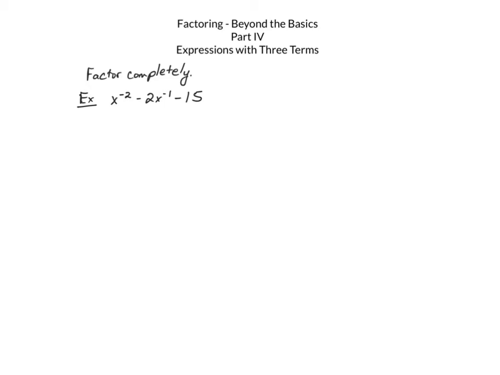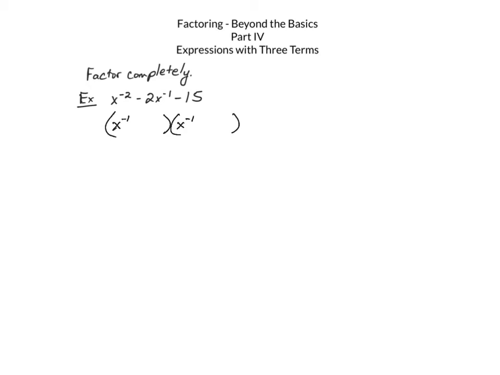We see that pattern with the exponents again. We have an x to the negative 2, and then an x to the negative 1, and then we don't have any variables at all. So I'm just going to set up my parentheses, and I will have an x to the negative 1 and an x to the negative 1 in the first spot. I factor it just like I would if it were a trinomial.